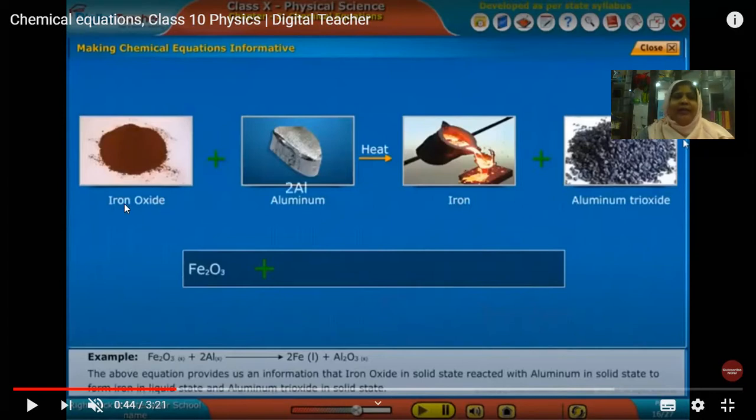You can even call it an iron oxide or ferrous oxide. This is in the form of a solid state. When it combines with two molecules of aluminum, which is again in a solid state, and when heat is given, when these are heated, then iron melts down into a liquid form and aluminum trioxide is formed, which is again in a solid form. So this reaction is called an endothermic reaction.